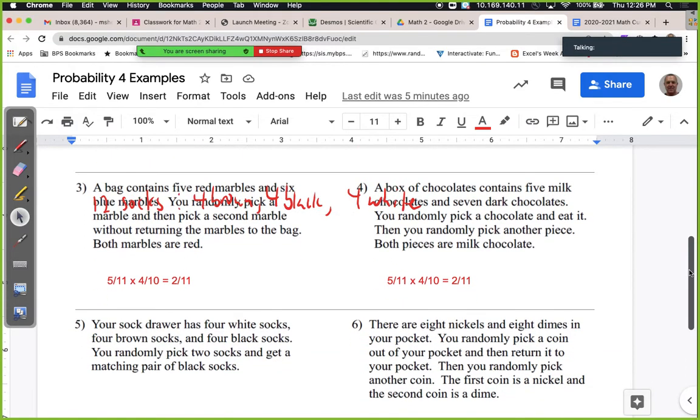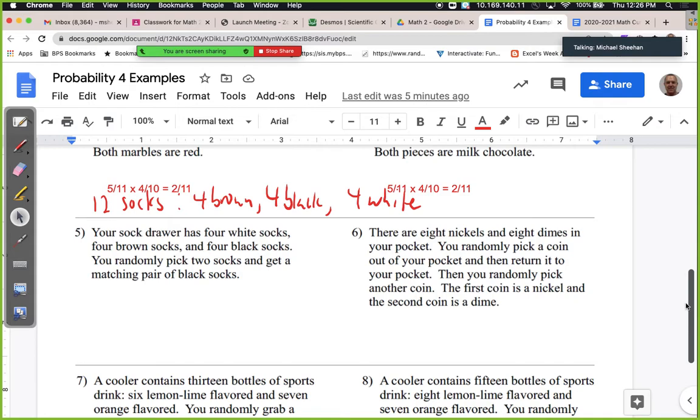It doesn't say I take one sock out and then put it back. It just says I randomly pick 2 socks. So I'm not putting the first one back. Does that seem to make sense now that we say it that way, or no? Yeah, that makes sense. Okay, good.